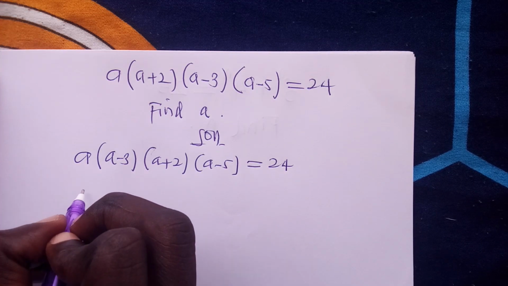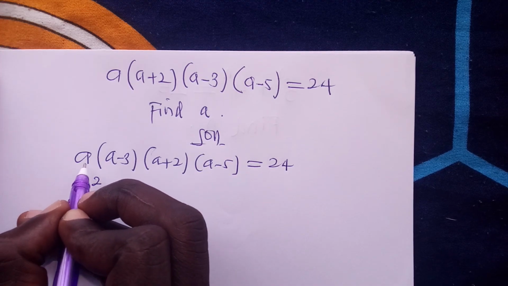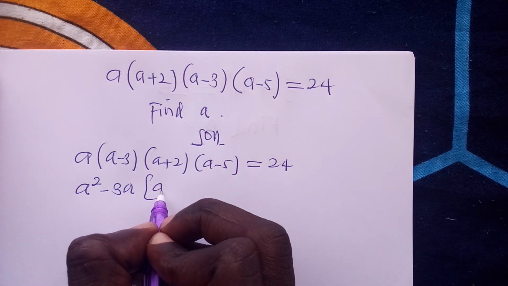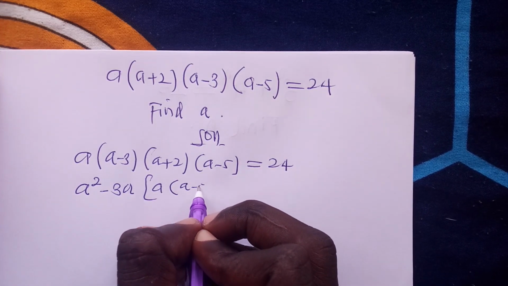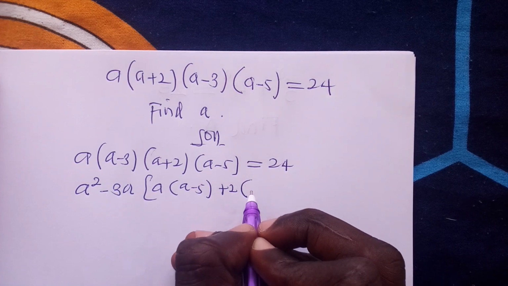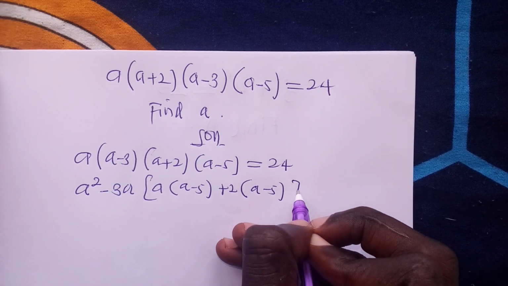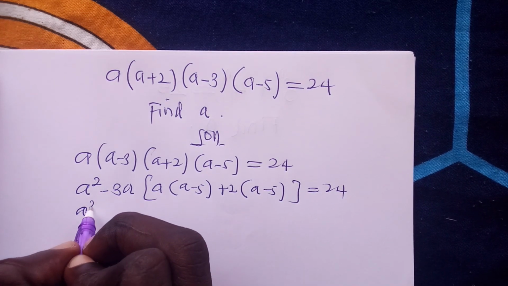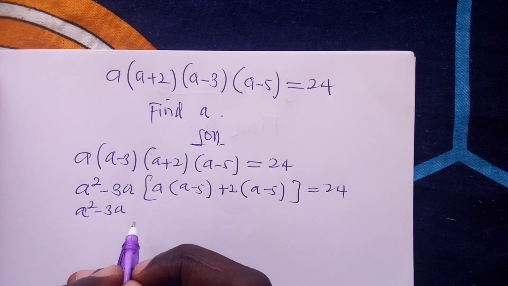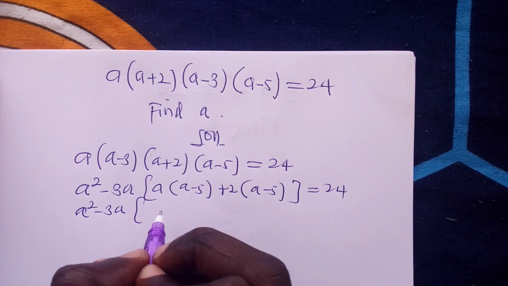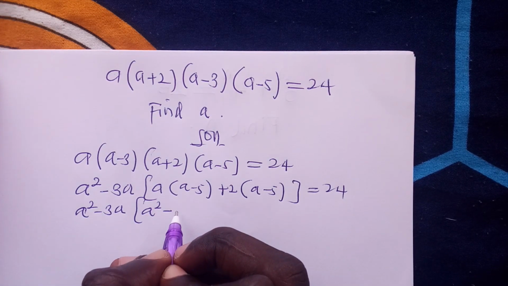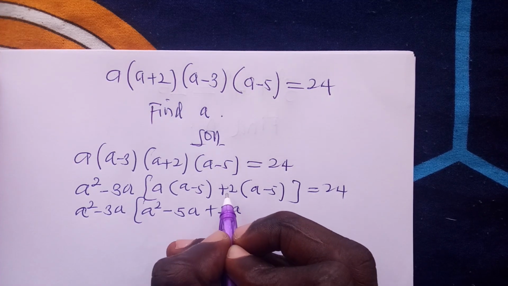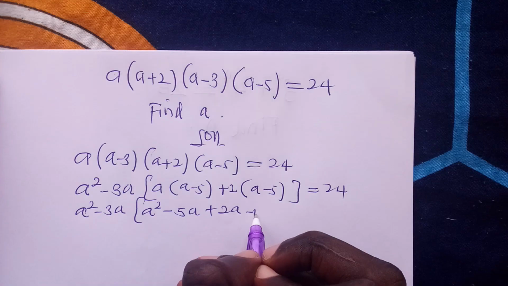A times a, this is giving you a square minus a times 3, this is 3a. Okay, then let's multiply this also. You see a is outside, multiplying by a minus 5. What remains is plus 2, multiplying also a minus 5, then everything becomes 24. Then the next step, we have a square minus 3a into a times a, this is a square minus a times minus 5, this gives minus 5a plus 2 times a giving you 2a plus times minus, it is minus 2 times 5, 10.